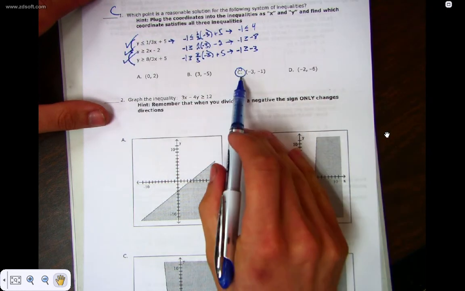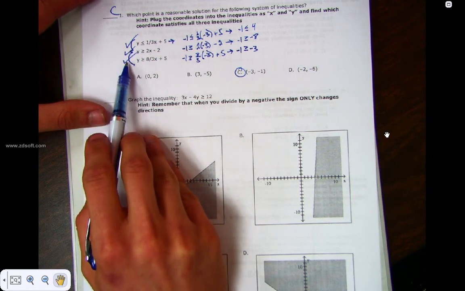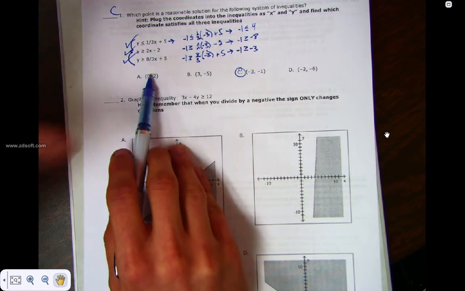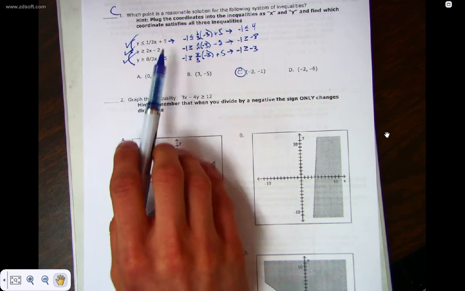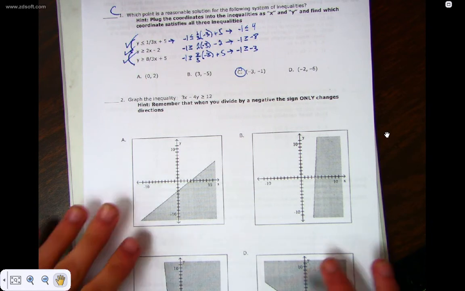Notice that this point satisfies all three of these inequalities. Therefore, it's the only solution. If you plug the other points into those inequalities, you'll find that they might satisfy one, maybe two, but they're not going to satisfy all three. And the only way that something can be a solution is if the coordinate satisfies all three of the inequalities. So let's go ahead and look at this next one.